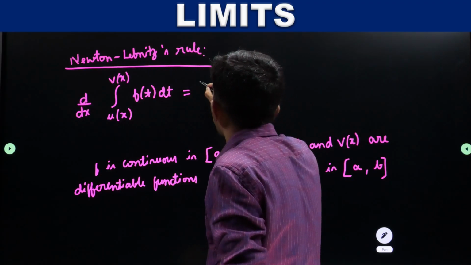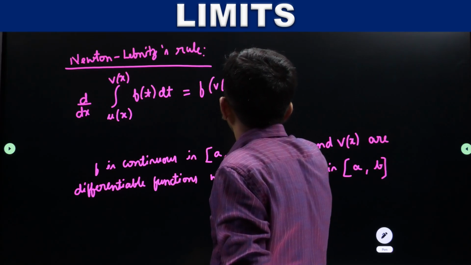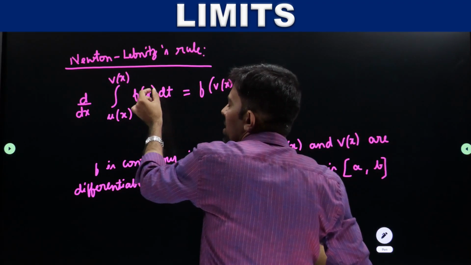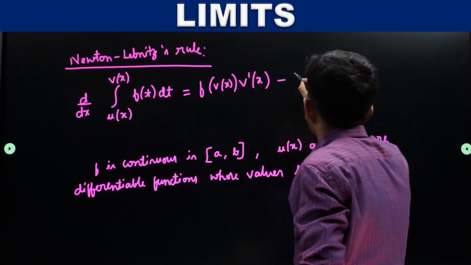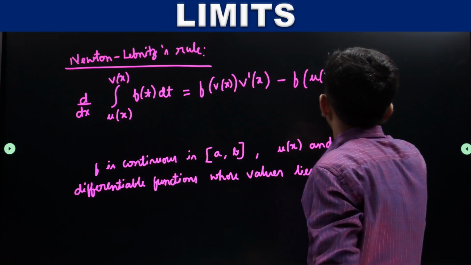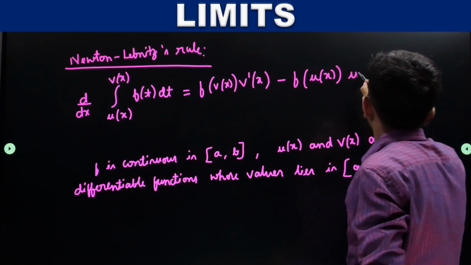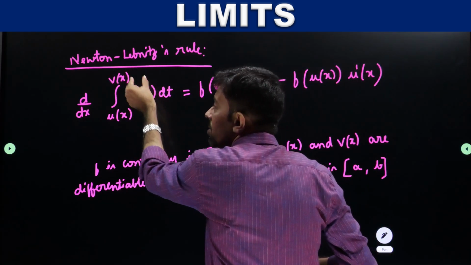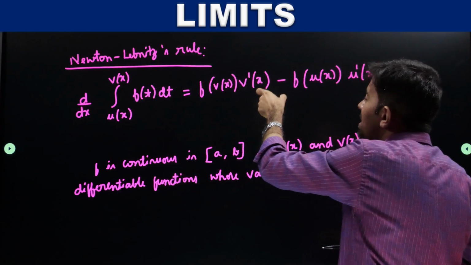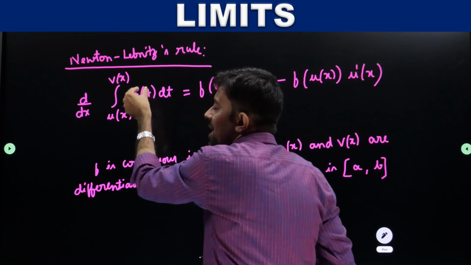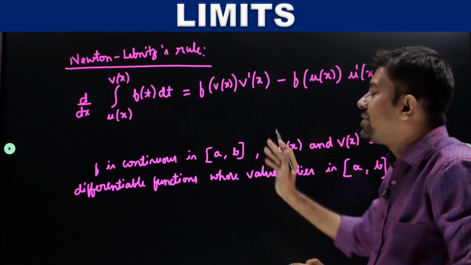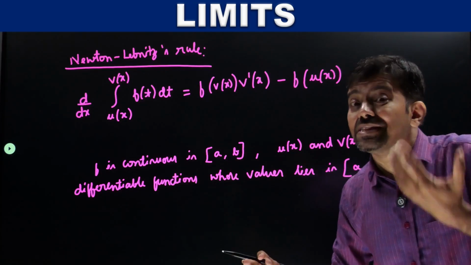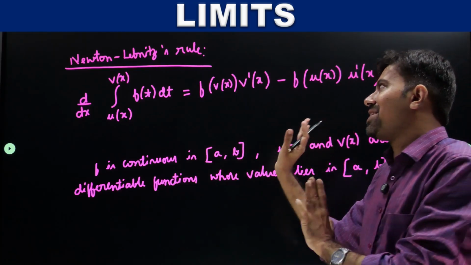Evaluate the function at the upper limit: f of v of x into v dash of x. Substitute the upper limit and multiply by the derivative of the upper limit, minus substitute the lower limit and multiply by the derivative of the lower limit: f of u of x into u dash of x. In place of t, put the upper limit into the derivative of the upper limit, minus in place of t, put the lower limit into the derivative of the lower limit. This is called the Newton-Leibniz formula. Quite useful to differentiate a definite integral with variable limits. Many times questions are asked based on this, so I have given it here.